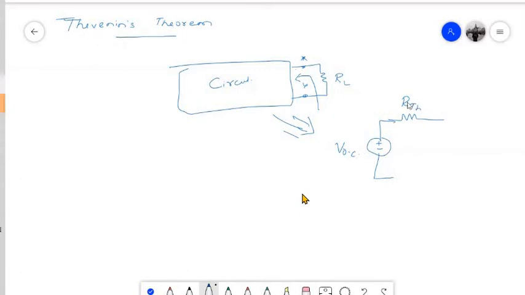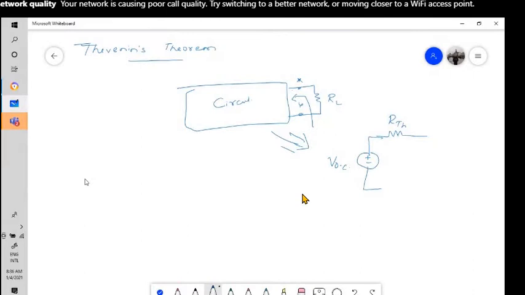that will be sources, and I will open circuit. So a two terminal bilateral linear DC circuit can be replaced by an equivalent circuit consisting of a voltage source in series with the resistance.